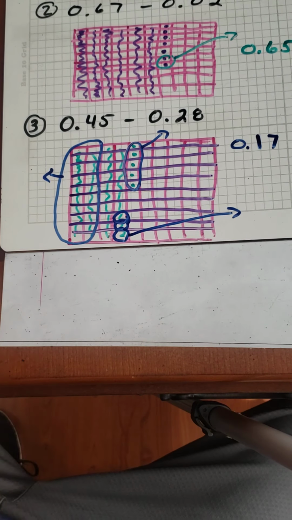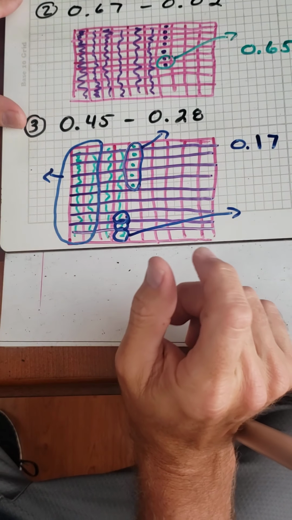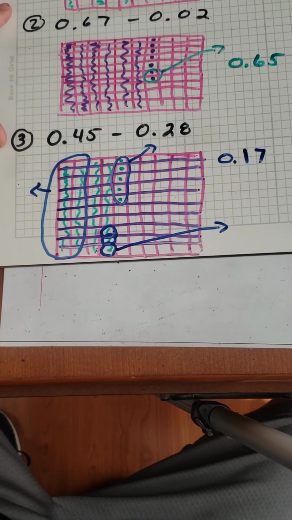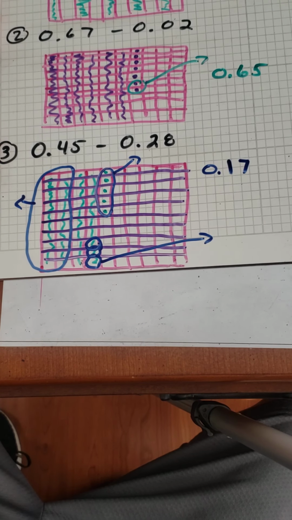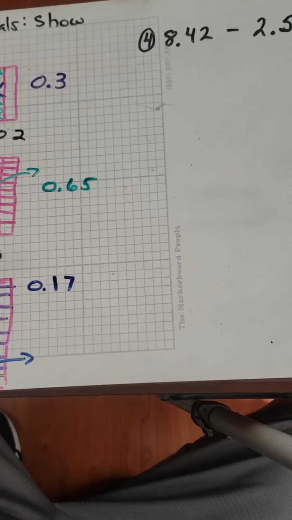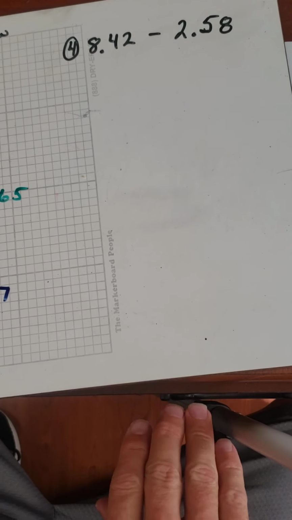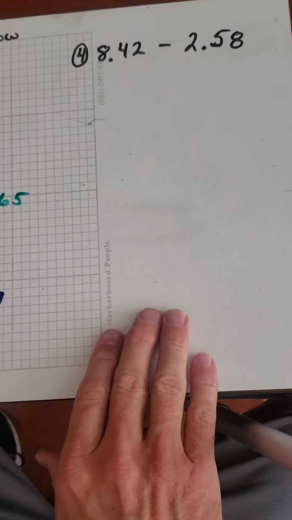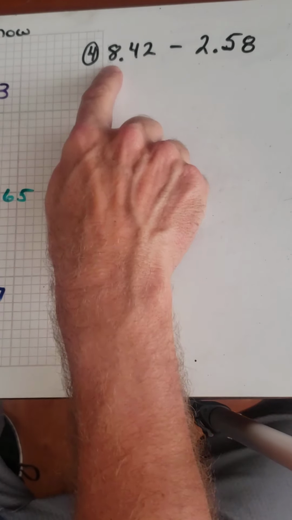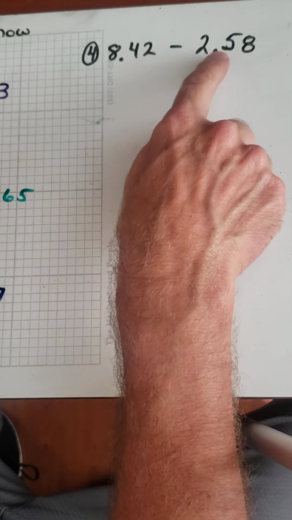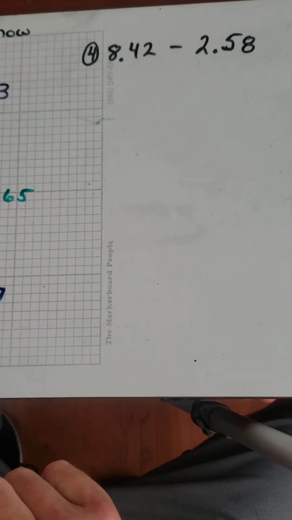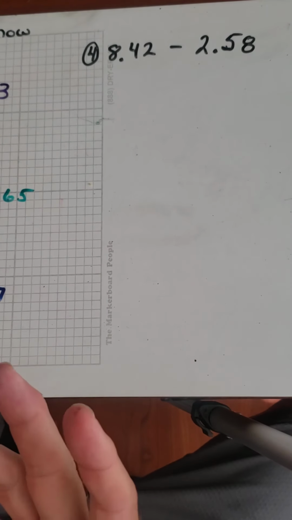And I'm going to show you one more here, because it might come up and you might be curious how you would show this to students. So I'm going to go ahead and show it to you. What if you had a problem look like this? All right, so now this problem is quite a bit different in that we have 8.43 and 2.58, right? So how in the world do you show that?